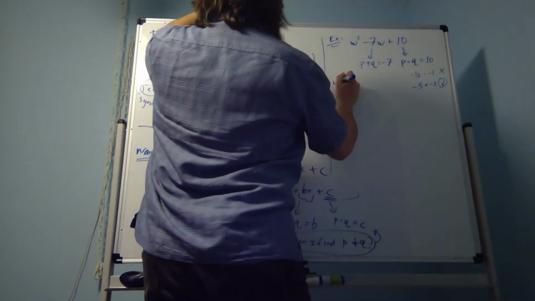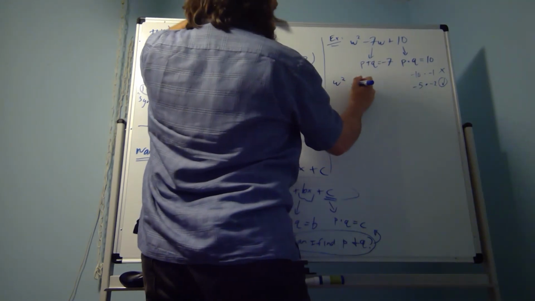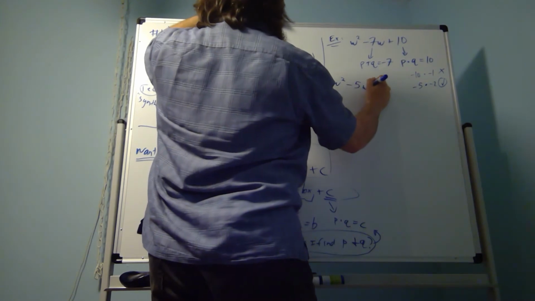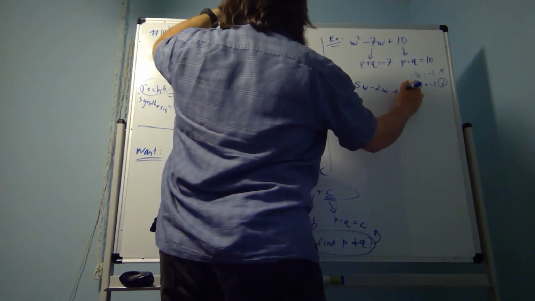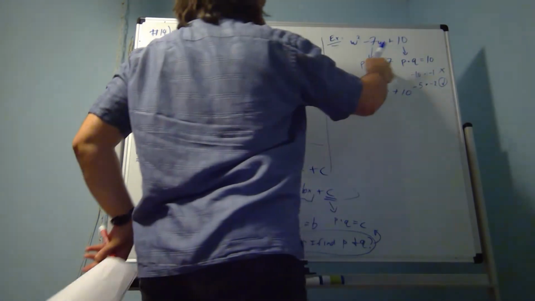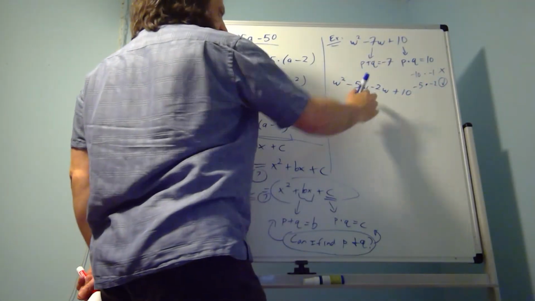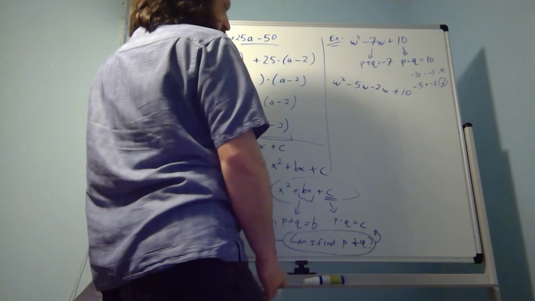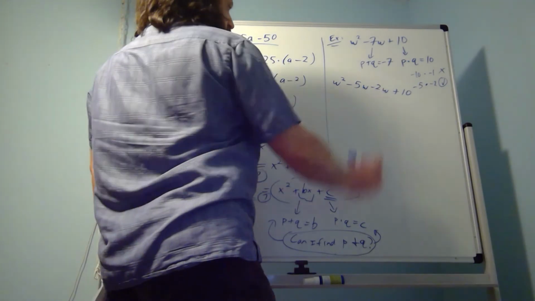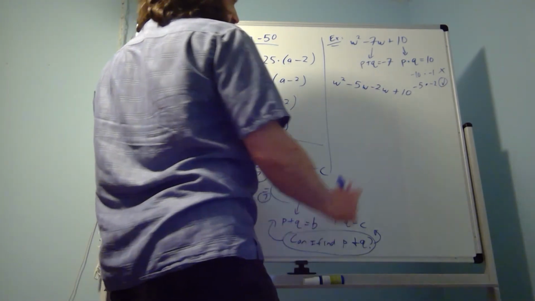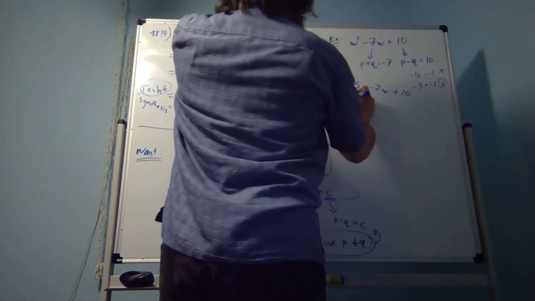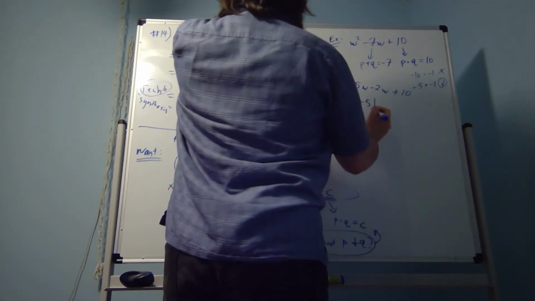So we get W squared minus 5W minus 2W plus 10. If this factors into two things that add up to the coefficient on the middle term, then you break the middle term into those two numbers, and factoring by grouping should automatically always work. So factor out W minus 5.